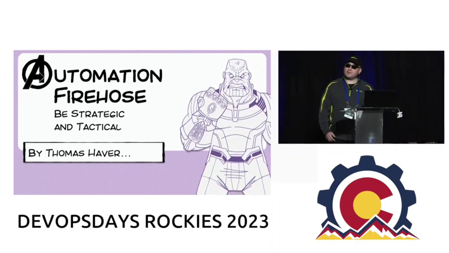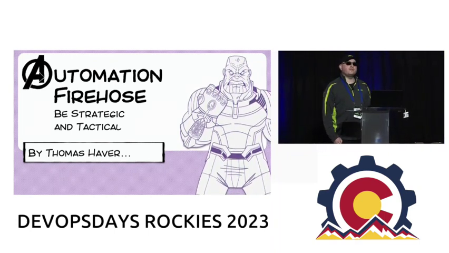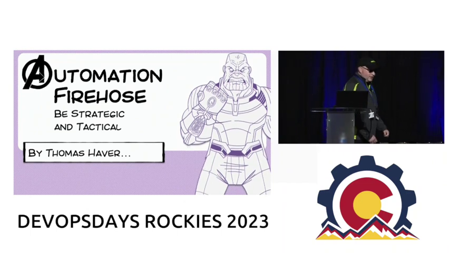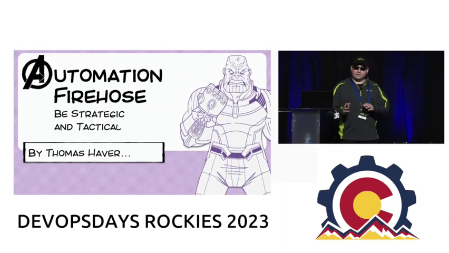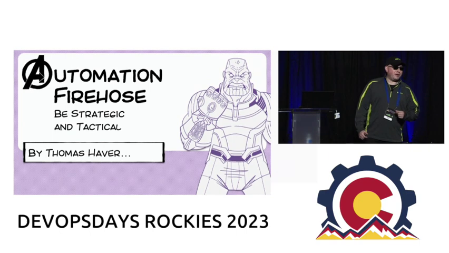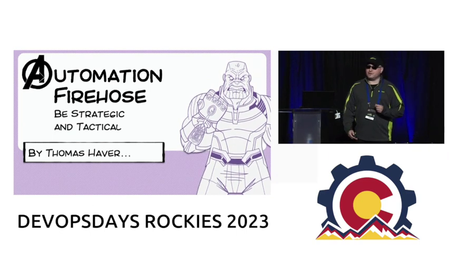My name is Thomas Haver, and this is the Automation Firehose, Be Strategic and Tactical. This is sort of a hint of things to come. I like to go very thematic with my presentations, so this is Avengers themed.